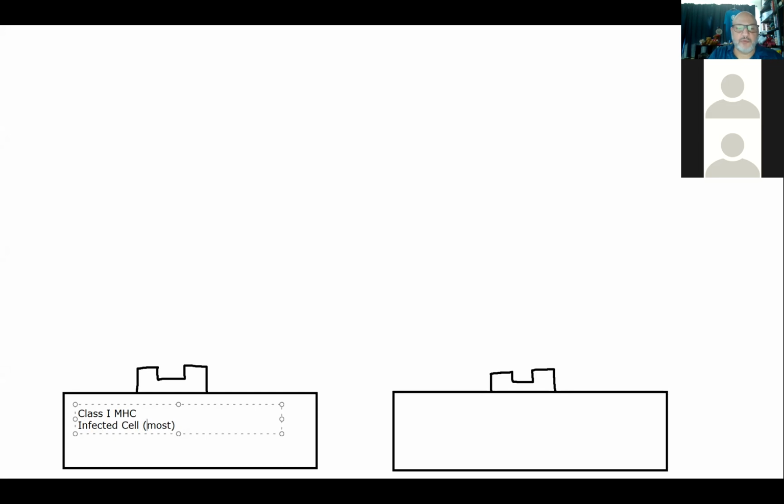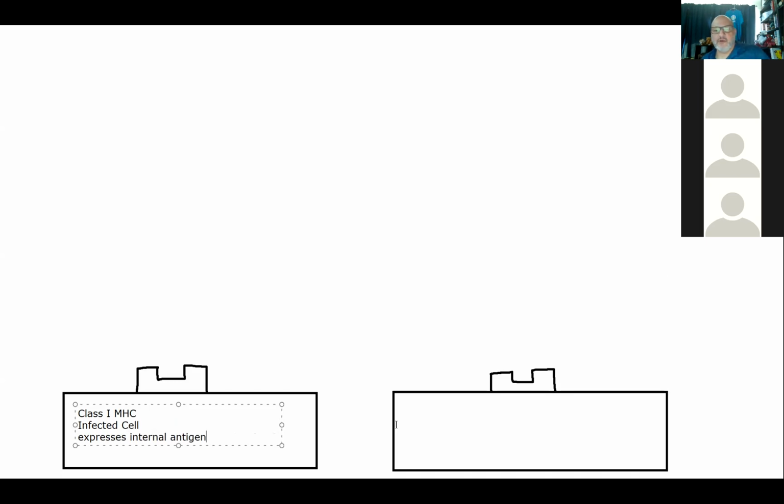And again, most cells express them normally, but normally they don't facilitate a response. When they facilitate a response, it's an infected cell that is doing them. So let's go ahead and do infected cell for now. What type of protein is it expressing? A foreign one? True, a foreign one, but is it one that it made or one that it collected from somewhere? It made it. Right, an internal antigen.